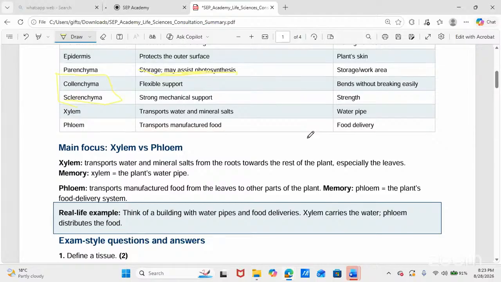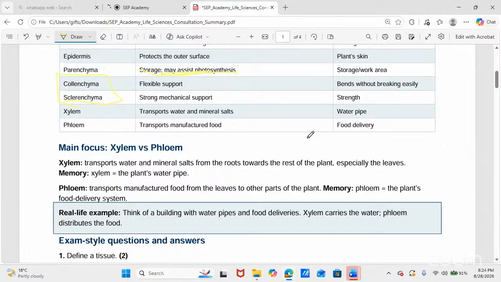So the xylem, you can memorize it this way. Whatever the xylem transports, it moves away from the soil, right? It goes towards the rest of the plant. It moves away from the soil. And then with the phloem, you're going to say that it moves towards the what? The soil, from the leaves to other parts of the plant, right? You can say it moves towards the soil in this case.